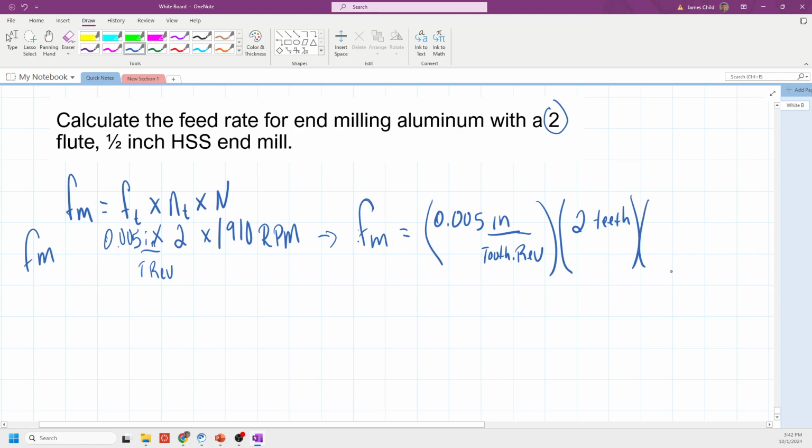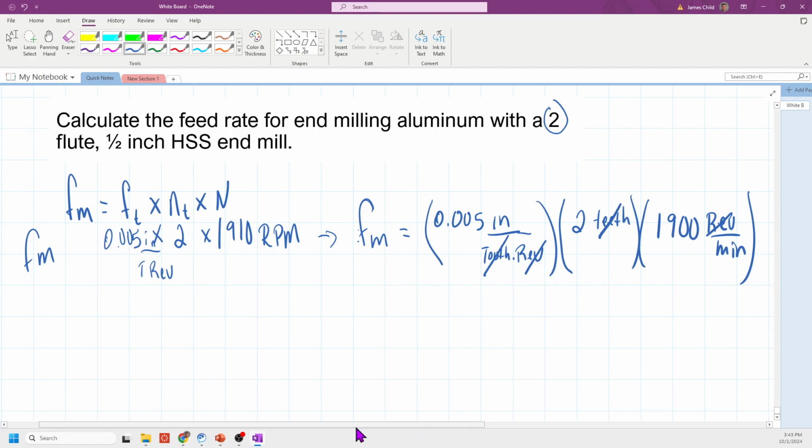and that is going to be multiplied by our RPM, the RPM of our spindle, which I'm going to round down to 1900 revolutions per minute. Tooth and teeth cancel, revolutions cancel, and I get inches per minute, which is what I want my feed rate to be.